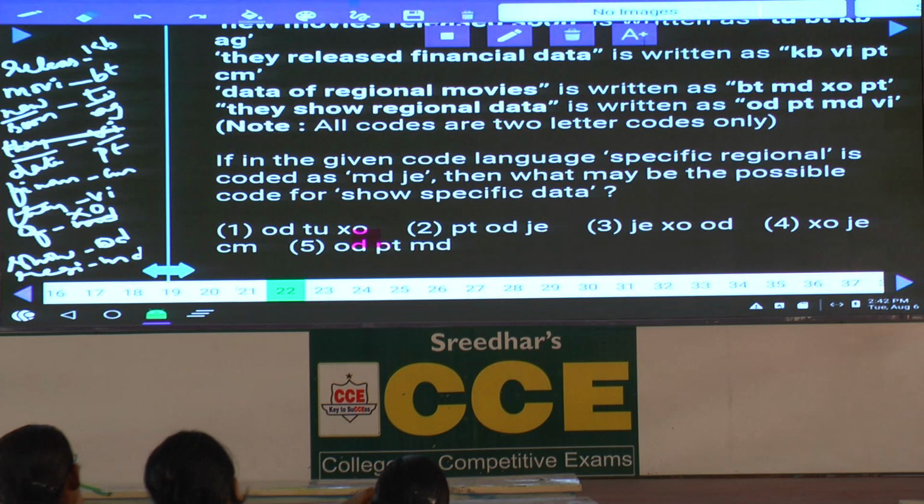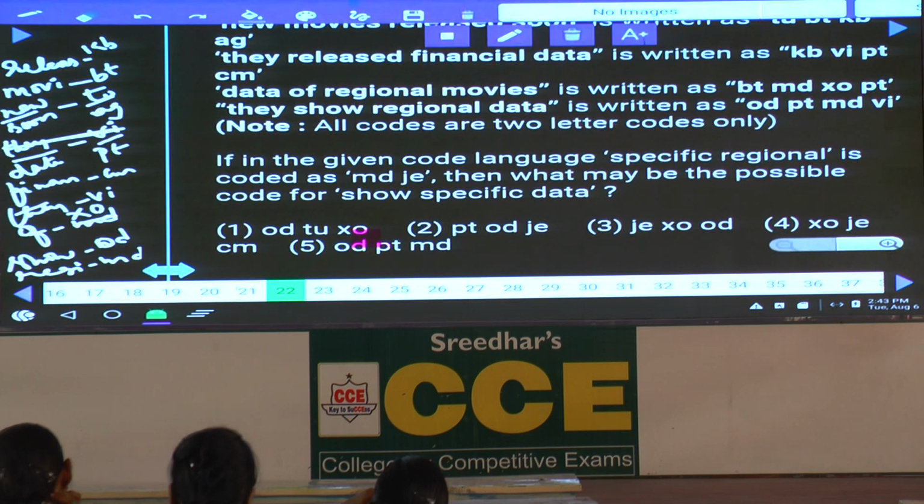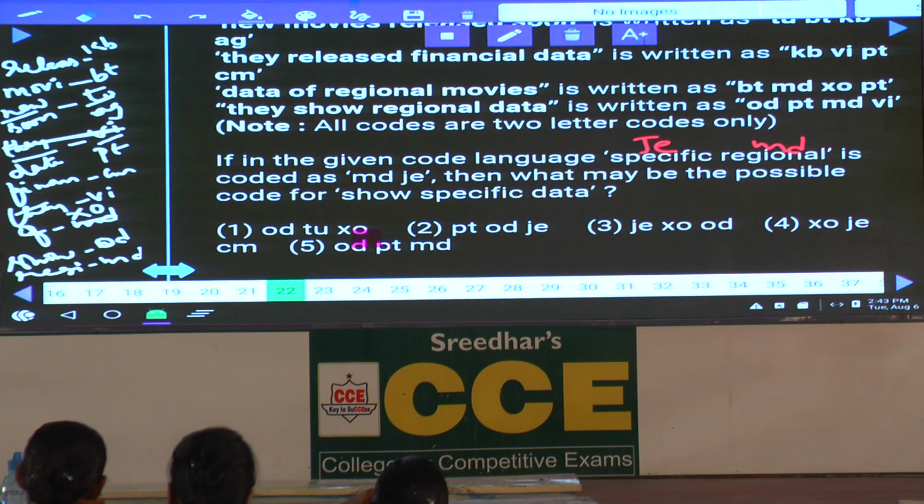Specific regional is coded as MDJE. Now in this one, specific and regional is MD and JE. Now regional is MD. As regional is MD here, specific must be what? Specific is JE. Then what may be the possible code for show specific data? Specific is JE, and show is OD.